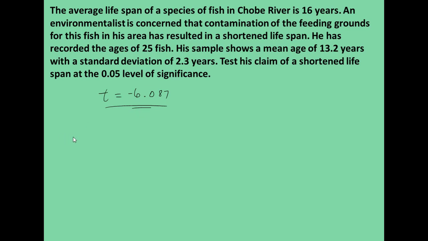Okay? So there are two ways to do this. One way is to determine the p-value, that's step number 5. The other way is to find the critical value, the critical value method. I will discuss both ways. So let's look at the p-value.